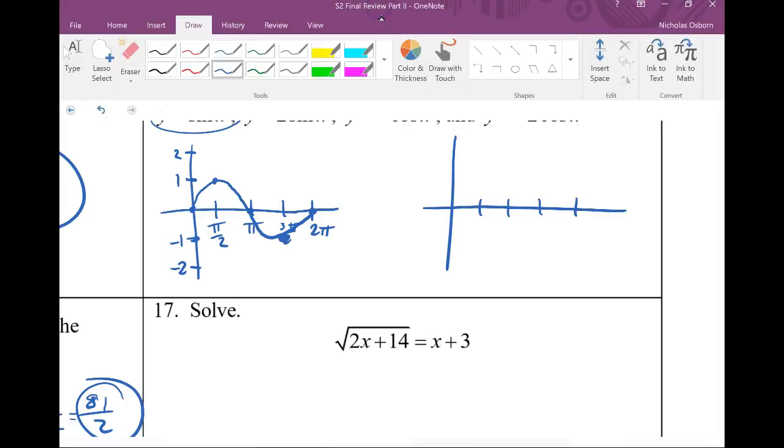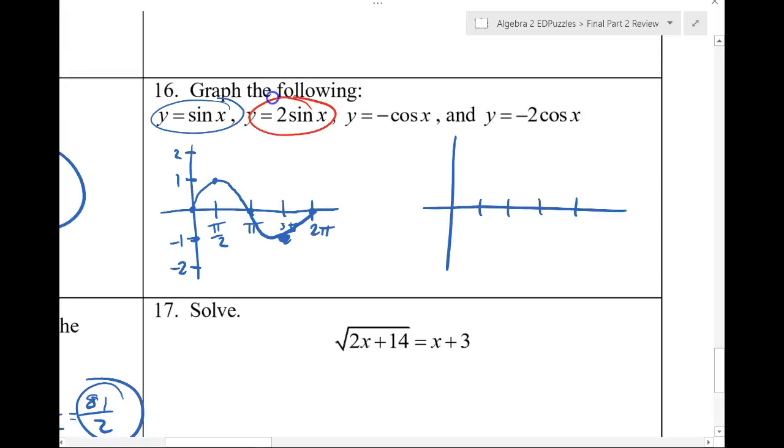Now for 2 sine x, the amplitude has changed because that's the first number, and instead of going up to 1, now it's going to go up to 2. But it will still come back to the same point in the middle. But now it will go down to -2, and still come back to the same point in the middle.